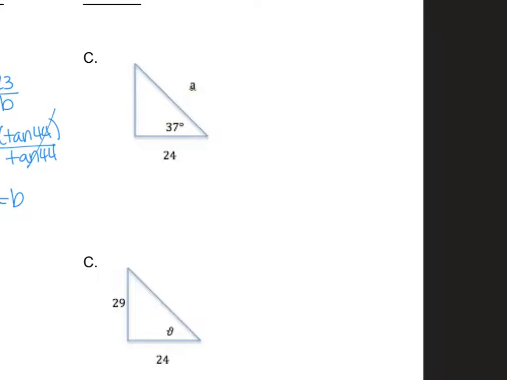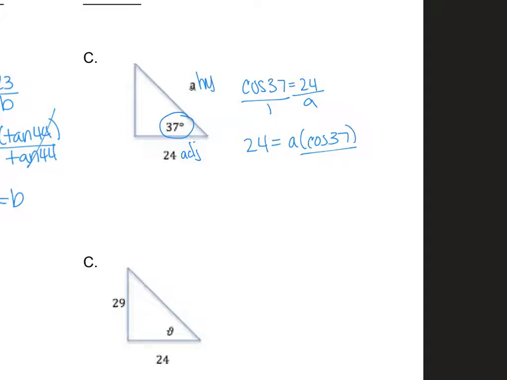And the last one of these, here's the angle that's given. This is adjacent to that. This is the hypotenuse. So that gives us cosine. So the cosine of 37 is adjacent over hypotenuse. Put a 1 underneath. Cross multiply. Again, this is going to be 2 steps to get that A by itself. So in my calculator, I'm going to do 24 and divide that by cosine of 37, and I get 30.1, rounding to the nearest tenth here.